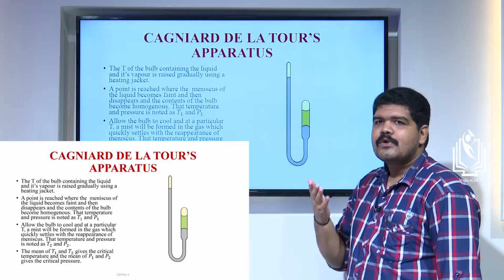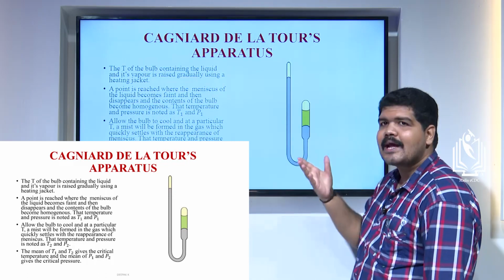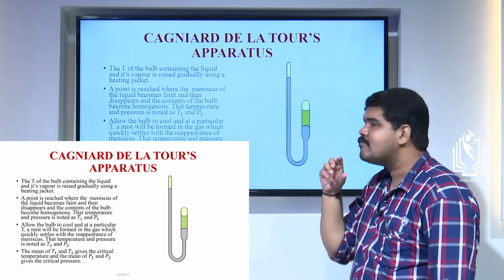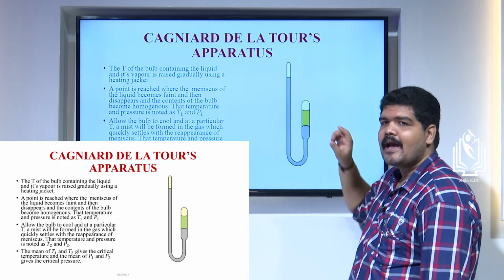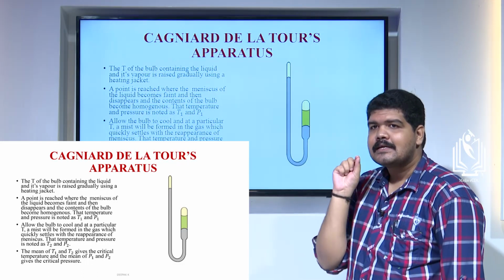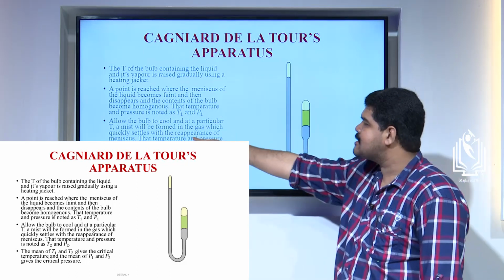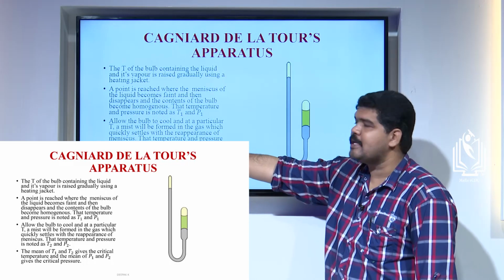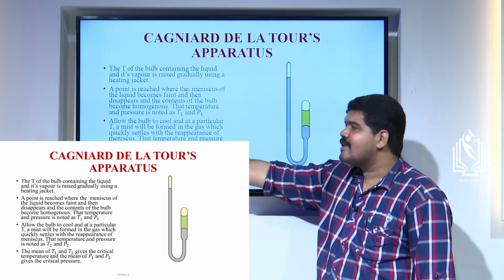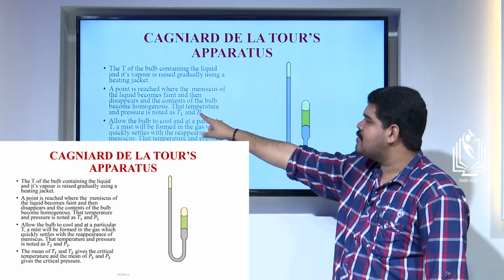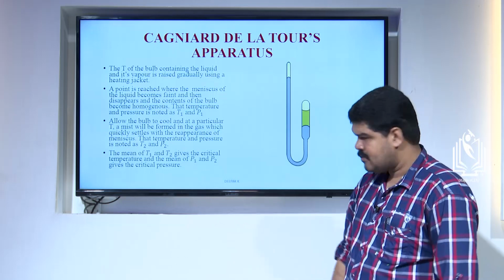Then you reverse this process, that is the cooling process. If you allow that system to cool, again the meniscus will start to appear between the liquid and gaseous state, and you should note the initial temperature and pressure at which the meniscus starts to form, and that temperature and pressure are noted as T2 and P2. And if you take the mean of T1 and T2, you will get the critical temperature, and if you take the mean of P1 and P2, you will get the critical pressure.